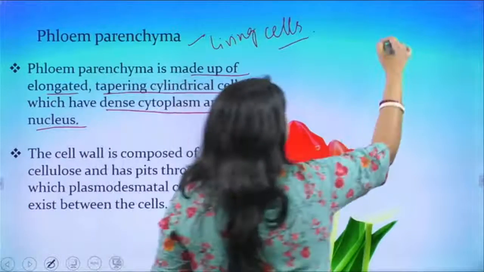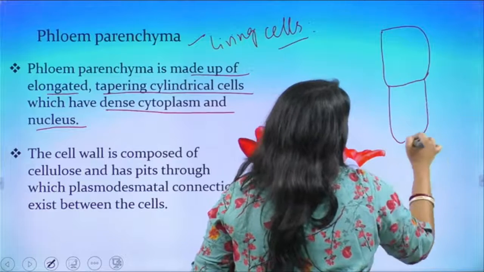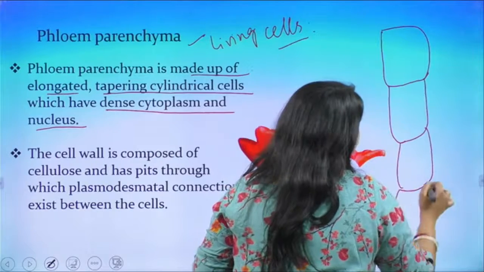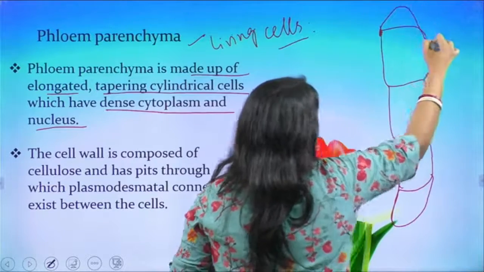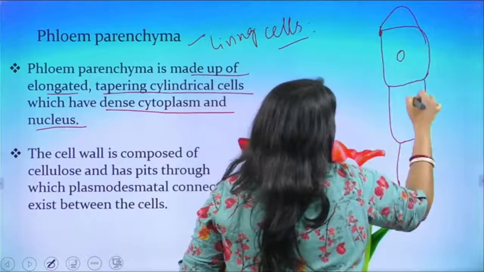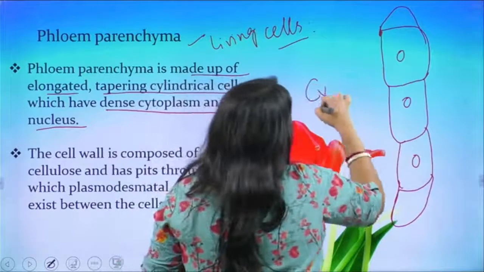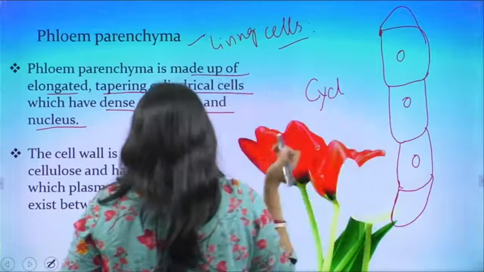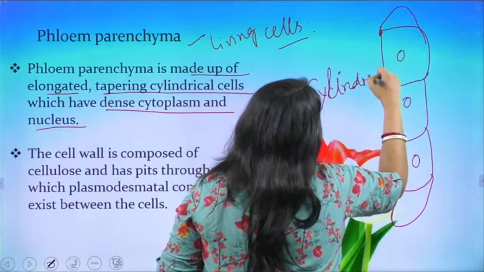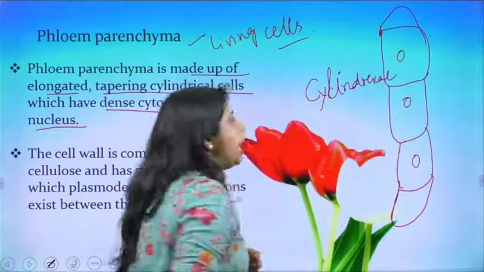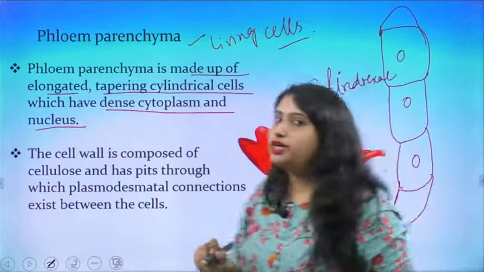So how will be the structure of them? They will be something like this, okay? They have got tapering ends, and they have got cytoplasm, they have got nucleus, and how is the shape? They are cylindrical in shape, right? And they have got tapering ends, and they are elongated, and they have got dense cytoplasm.